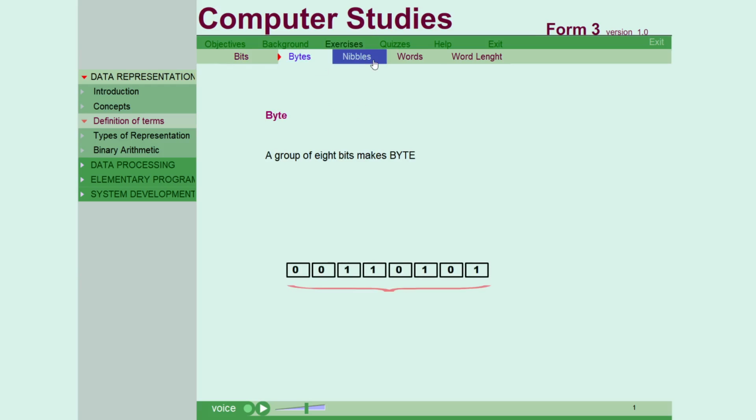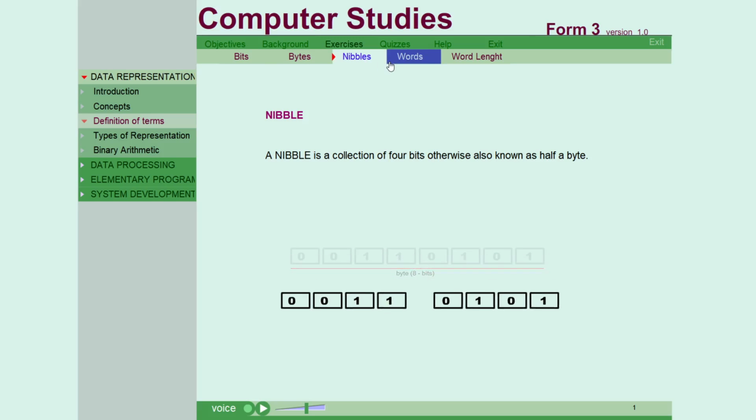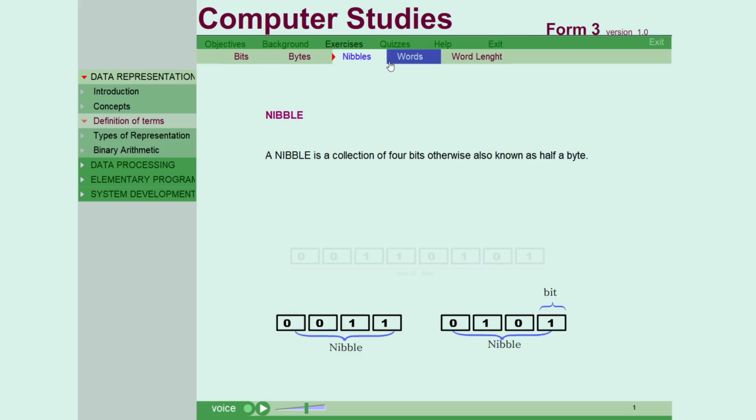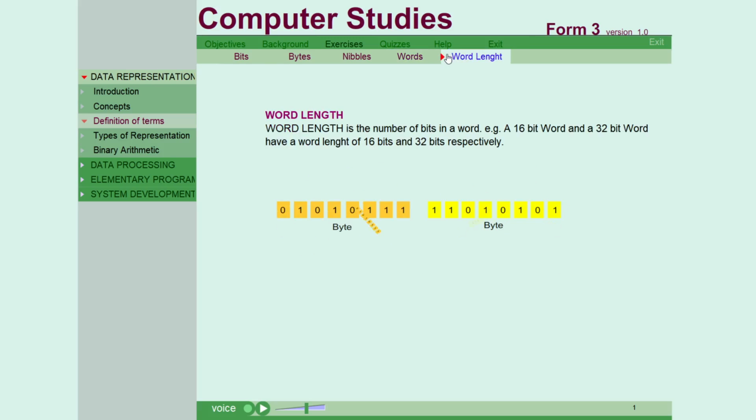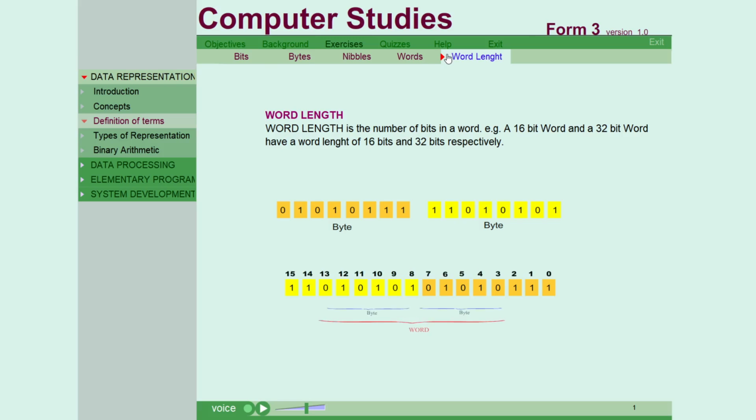A group of 8 bits makes a byte. A nibble is a collection of 4 bits, otherwise also known as half a byte. A word is a group of 16 bits or more. Word length is the number of bits in a word. Example, a 16-bit word and a 32-bit word have a word length of 16 bits and 32 bits, respectively.